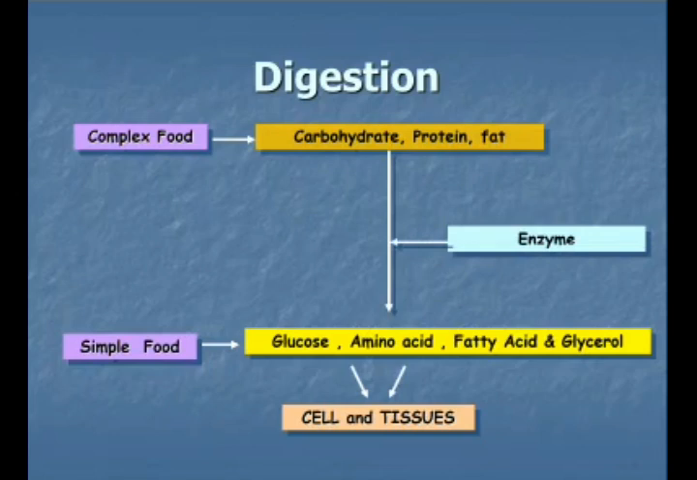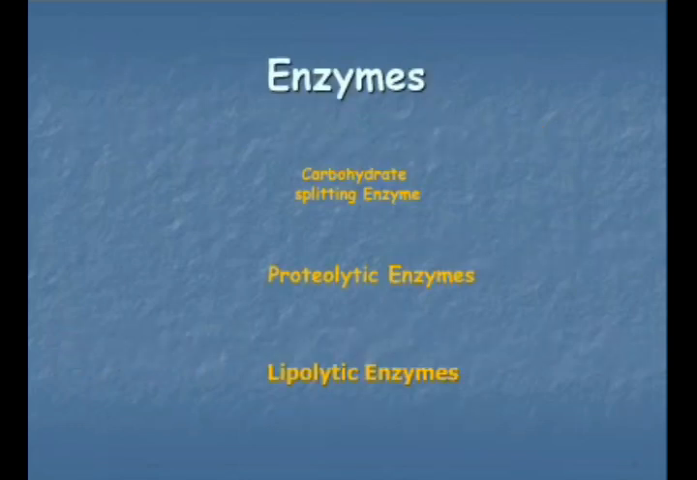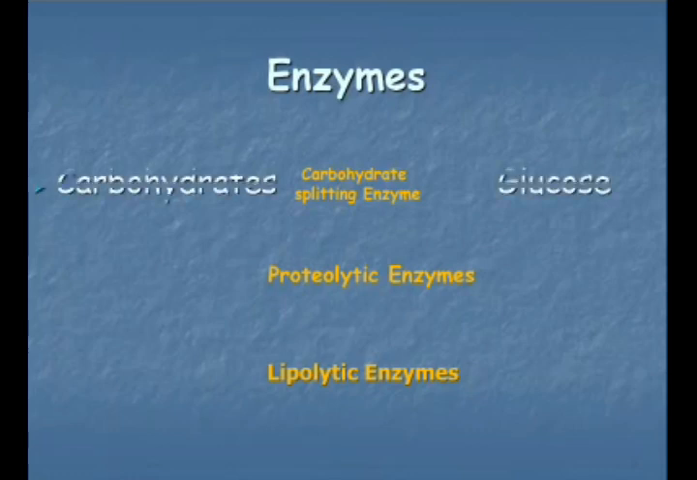See friends, these enzymes are a soluble organic catalyst which are manufactured by the living cells, and the digestive organs produce digestive enzymes. In the human body, there are three types of digestive enzymes which are present. They are carbohydrate splitting enzyme, proteolytic enzymes and lipolytic enzymes. These carbohydrate splitting enzymes break down carbohydrate into glucose.